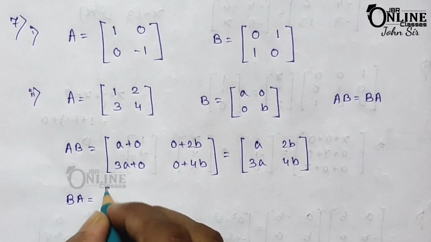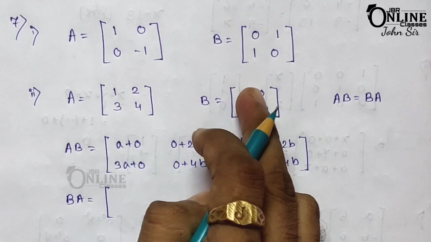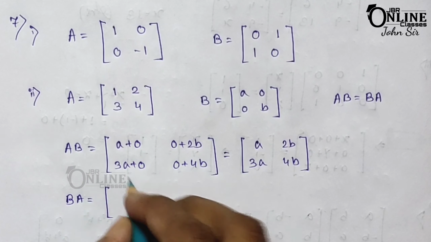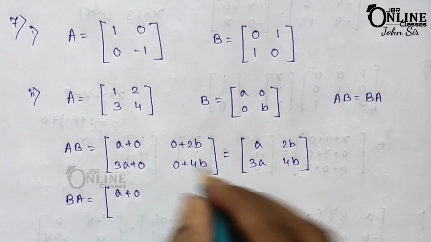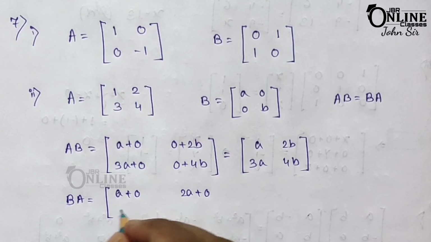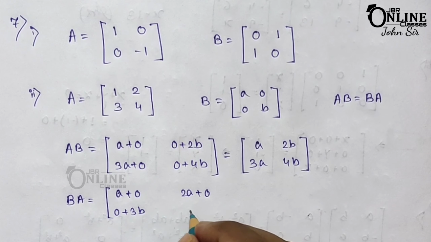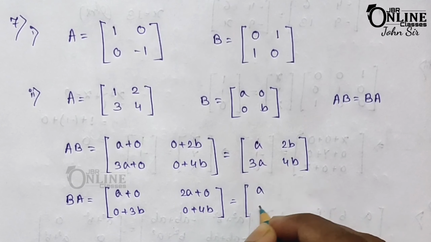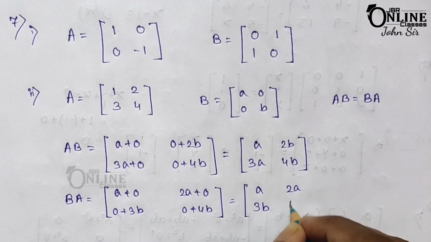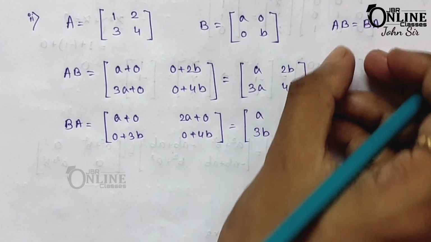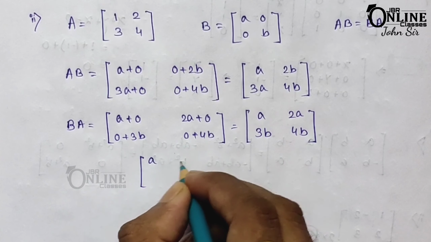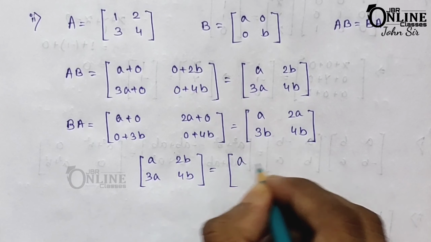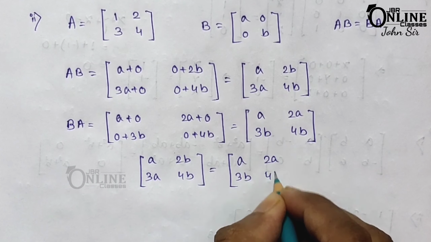Now you have to find out BA. So BA means here 1 into this one, that equals A. So here A plus 0, this one will be 2A plus 0, 0 plus 3B, and the last one here 0 plus 4B. So your result will be A, 2A, 3B, 4B. So now as here AB equals BA, so you can write down here A, 2B, 3A, 4B, that equals A, 2A, 3B, 4B.